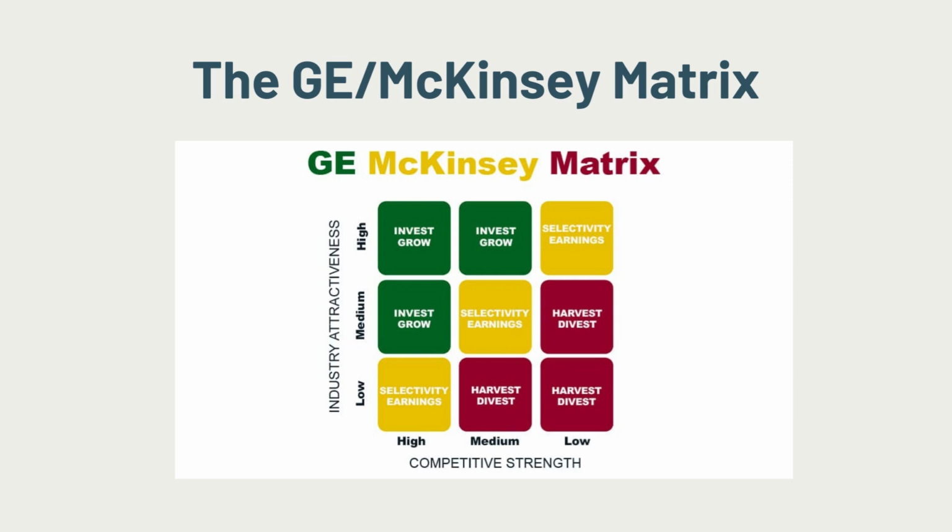Now, once you measure these factors, each business unit is placed on a 3 by 3 grid, showing if the company should invest or grow, select or hold, or divest or harvest. If the unit is in a highly attractive industry and has strong competition, you might naturally want to invest more. But if it is in a low attractiveness industry with weak competition, a company may want to sell it off or reduce investments.